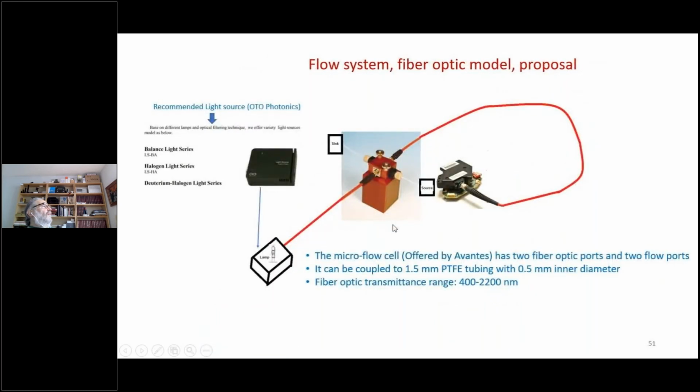You can also do flow measurements. This is a flow cell where a liquid passes through, and then you can measure the Brix content of that liquid by going perpendicular to the flow.